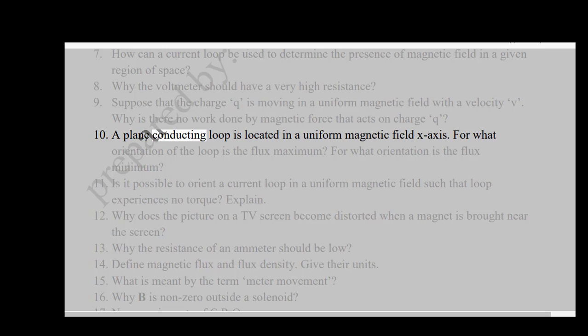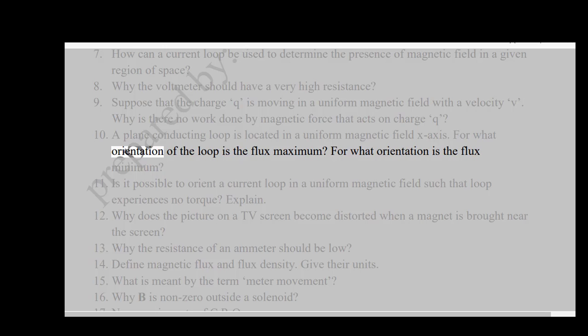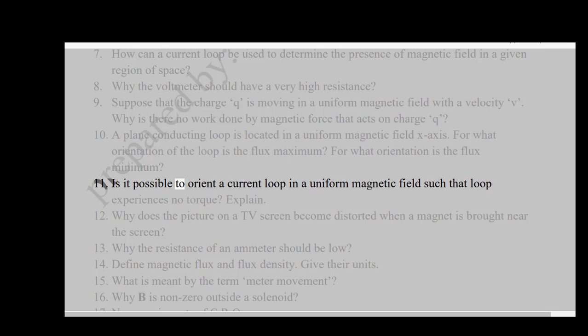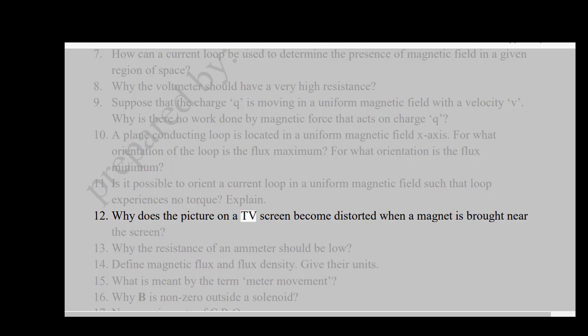10. A plane conducting loop is located in a uniform magnetic field along the x-axis. For what orientation of the loop is the flux maximum? For what orientation is the flux minimum? 11. Is it possible to orient a current loop in a uniform magnetic field such that the loop experiences no torque? Explain. 12. Why does the picture on a TV screen become distorted when a magnet is brought near the screen?